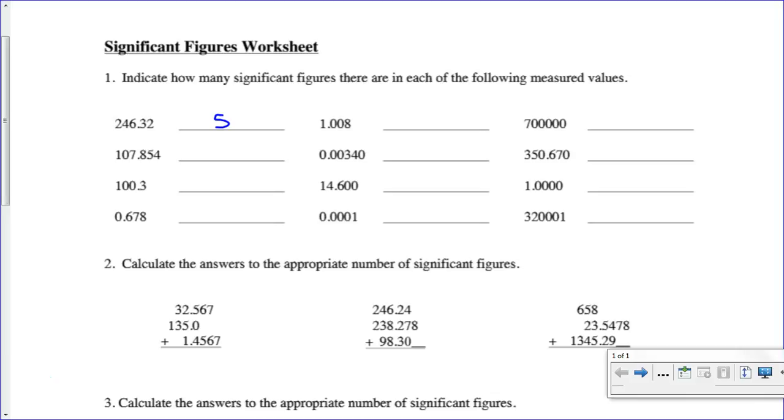The second one there, the one below it, we have a 0 here that we have to think about. That's a sandwich zero. All sandwich zeros count. So that one counts, and so there are 6 in this number. Next one, these are also sandwich zeros. They're between two other non-zero numbers. So those ones count. So this has 4. This one here, this is a leading zero. Leading zeros never count, so we don't count that one. There are only 3 sig figs in here.